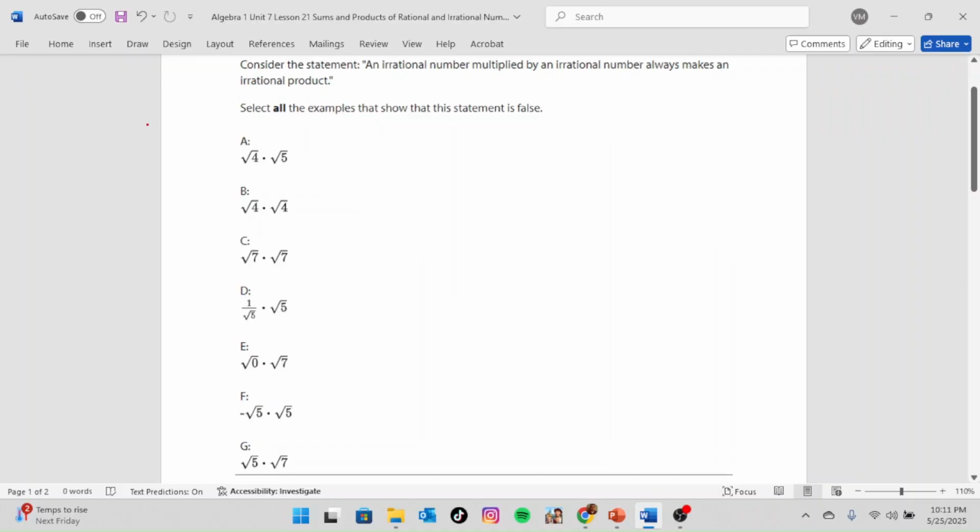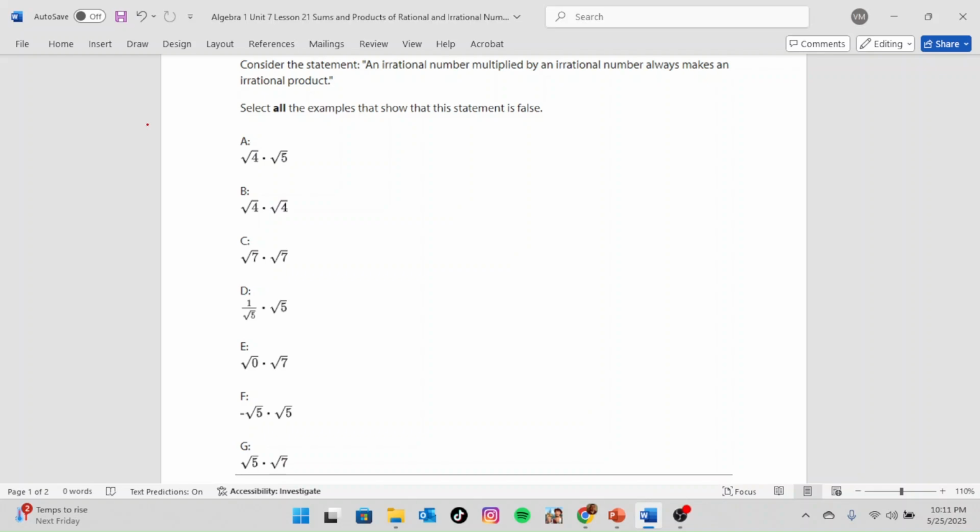Now we can begin the practice problems for Unit 7, Lesson 21. Practice problem number 1. Consider the statement, an irrational number multiplied by an irrational number always makes an irrational product. Select all the examples that show this statement is false.